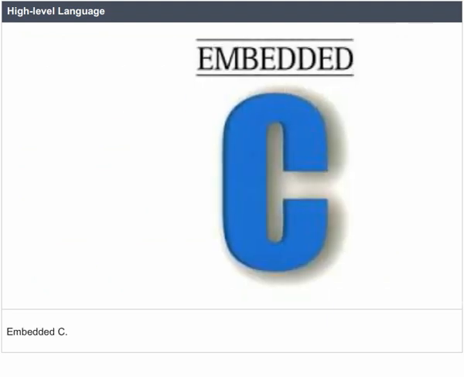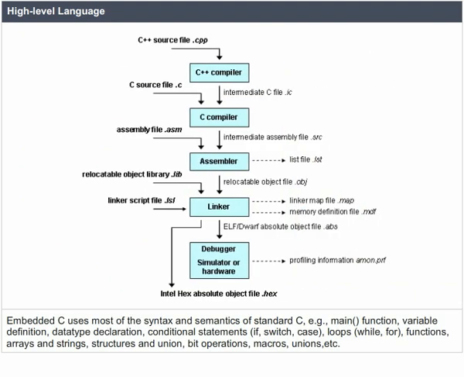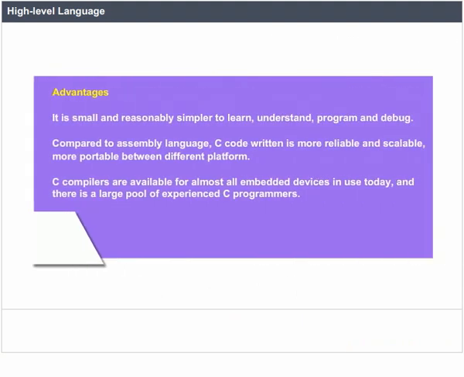Embedded C. Embedded C uses most of the syntax and semantics of standard C. For example, main function, variable definition, data type declaration, conditional statements (if, switch, case), loops (while, for), functions, arrays and strings, structures and unions, bit operations, macros, etc. Advantages. It is small and reasonably simpler to learn, understand, program, and debug. Compared to assembly language, C code written is more reliable and scalable, more portable between different platforms. C compilers are available for almost all embedded devices in use today, and there is a large pool of experienced C programmers.